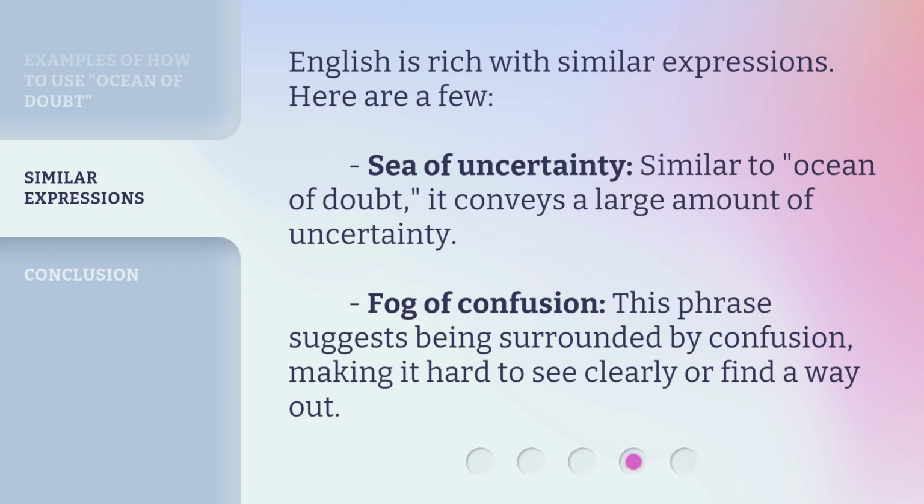English is rich with similar expressions. Here are a few. Sea of uncertainty. Similar to ocean of doubt, it conveys a large amount of uncertainty. Fog of confusion. This phrase suggests being surrounded by confusion, making it hard to see clearly or find a way out.